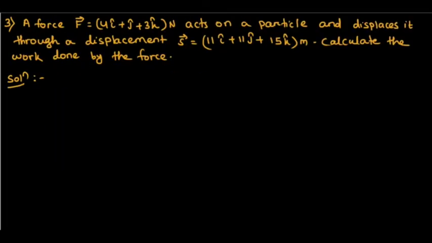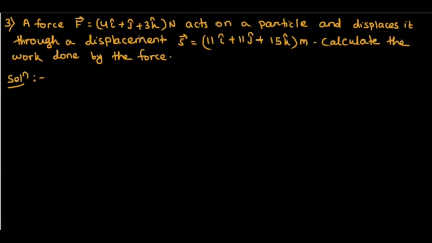So now look at the next question. The question is a force F equal to 4I cap plus j cap plus 3k cap Newton acts on a particle and displaces it through a displacement S vector equal to 11I cap plus 11j cap plus 15k cap meter. Calculate the work done by the force.